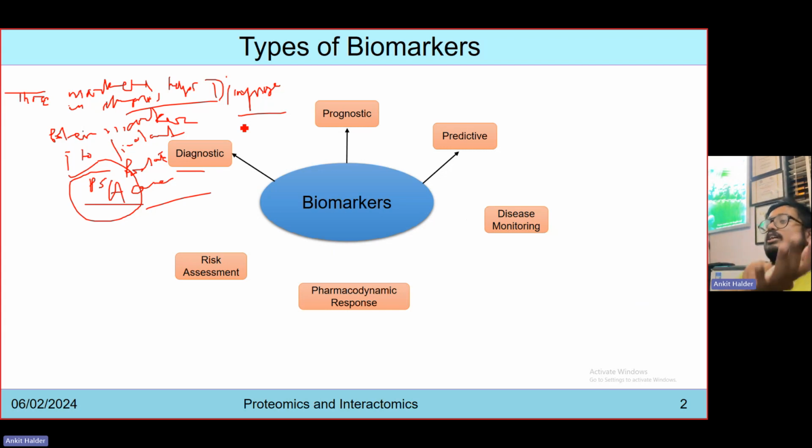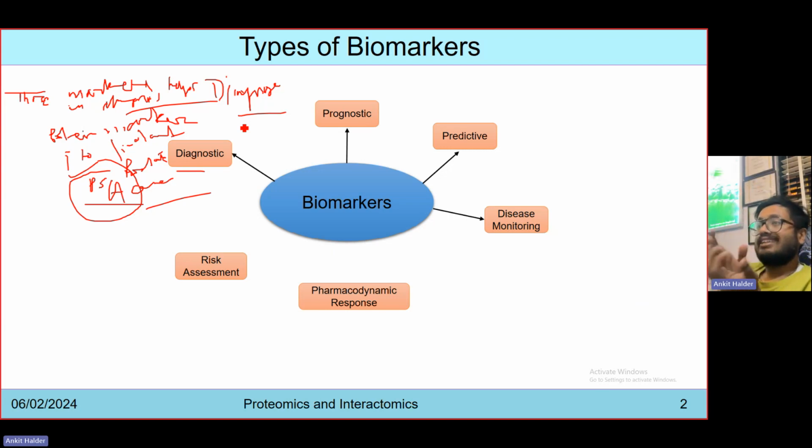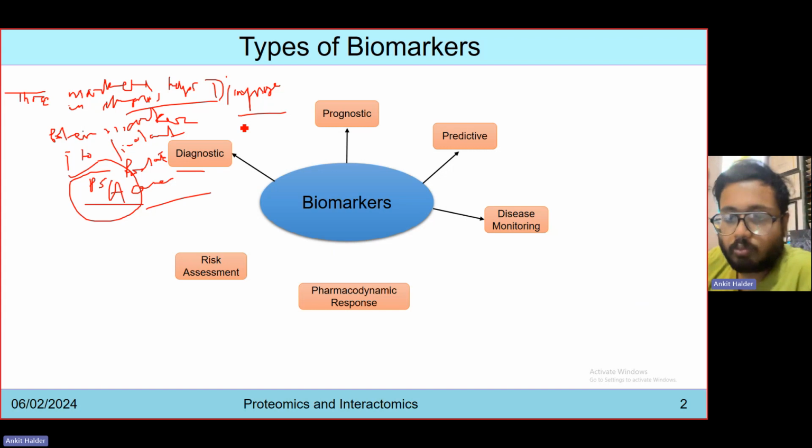So this is just an overview of how biomarkers can help us in many ways. It can help us in diagnosis, in prognosis of a particular disease, and in prediction of a particular disease. Next is disease monitoring, to monitor a particular disease, whether there are certain other co-infections or other things present, to monitor that particular patient.